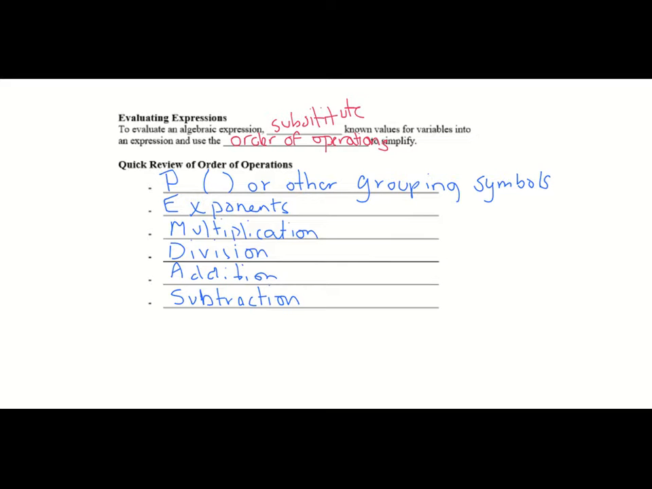One thing to caution you with is with multiplication and division, even though multiplication comes before division, these two go together. You perform them from left to right. So if you have division first, you do that first if it's on the left-hand side of the problem. And same thing with addition and subtraction. Even though they're written this way, you perform them together from left to right.